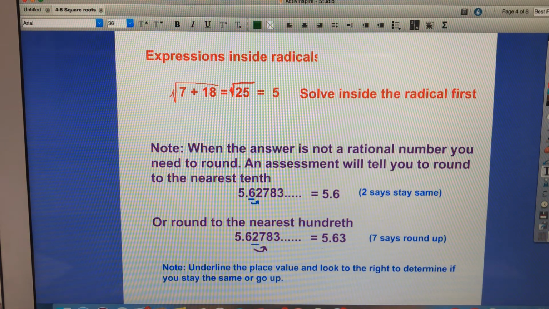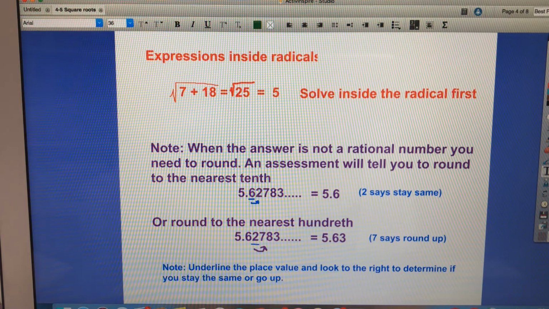What if I have an expression inside my radical? Well, the square root of 7 plus 18, let's solve it first. It's like parentheses. Solve what's inside the radical first. Square root of 25 equals 5. When the answer is not a rational number, you will need to round it.